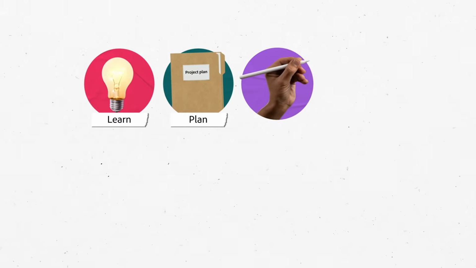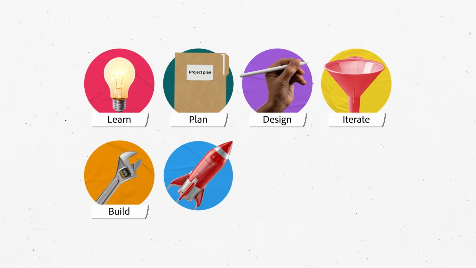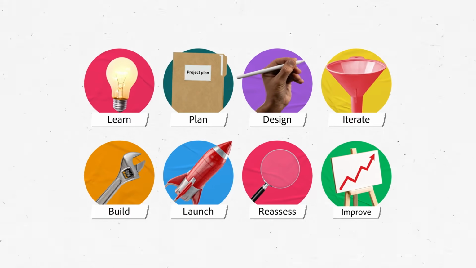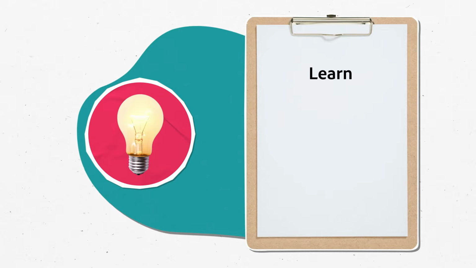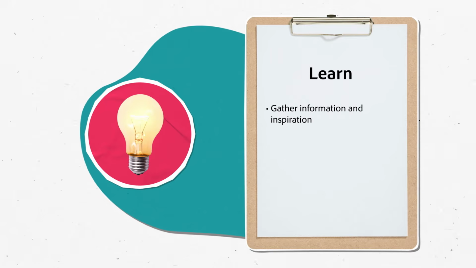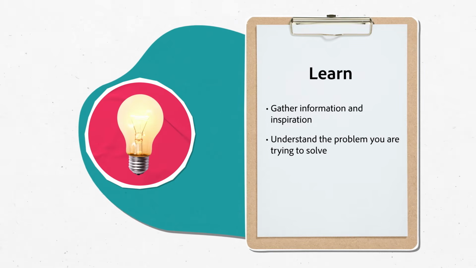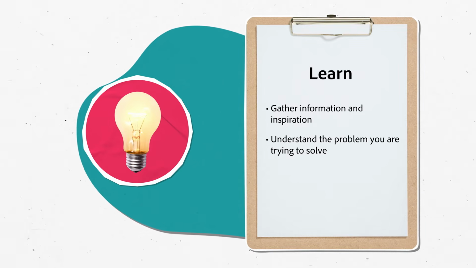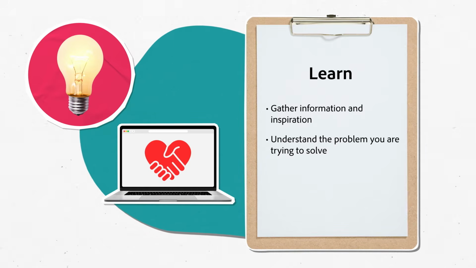Let's break it down into key steps: learn, plan, design, iterate, build, launch, reassess, and improve. Learn is where you gather information and inspiration. Understand the problem that you're solving and the audience that you're designing for. For example, if you're designing a website for a nonprofit, you'd research the organization's mission and target audience to ensure your design speaks directly to their goal.